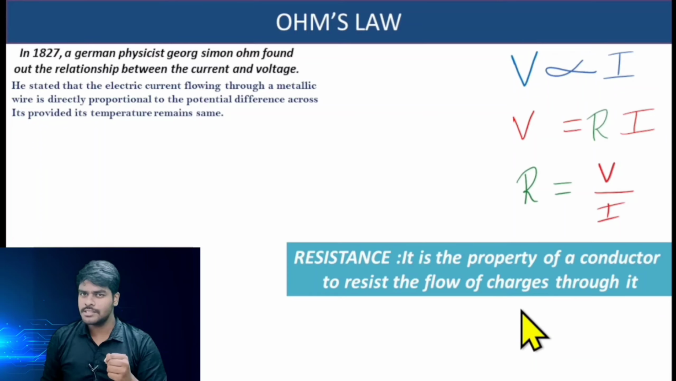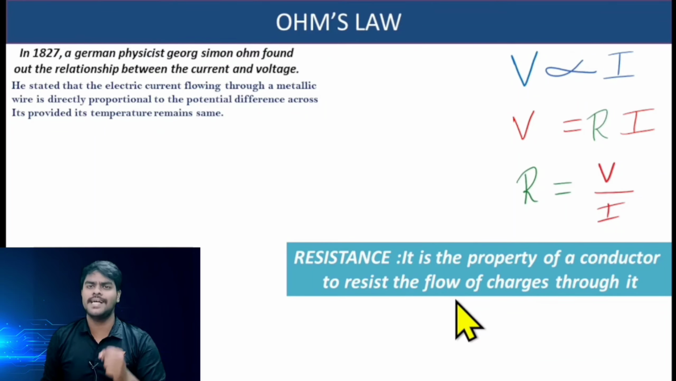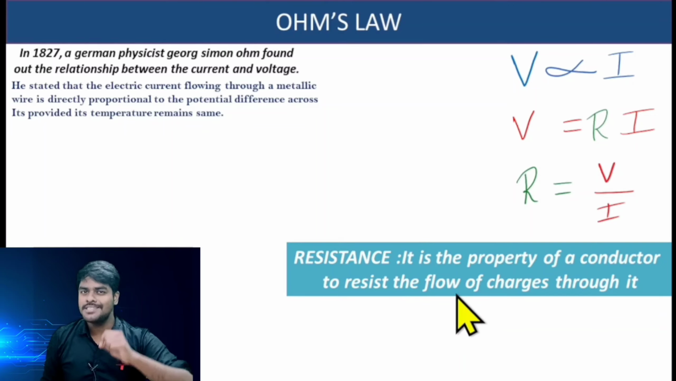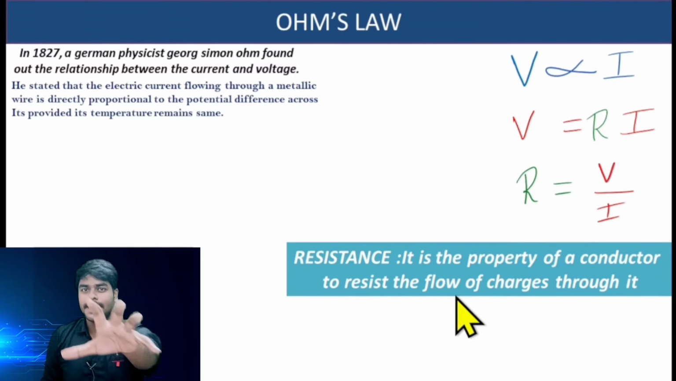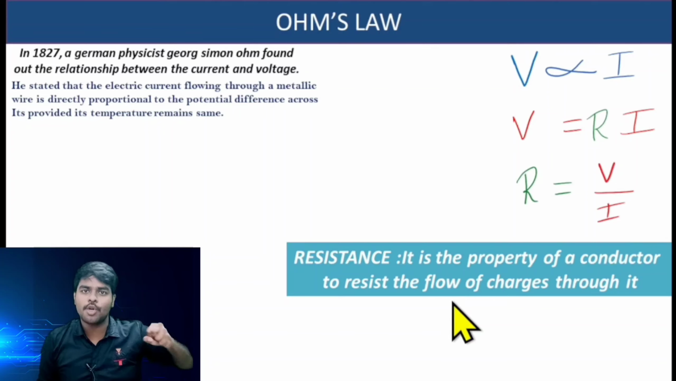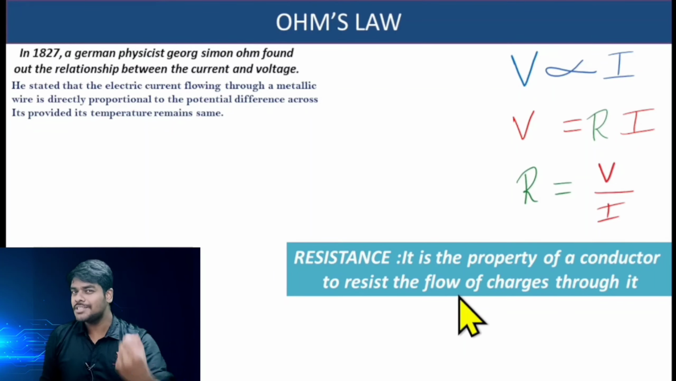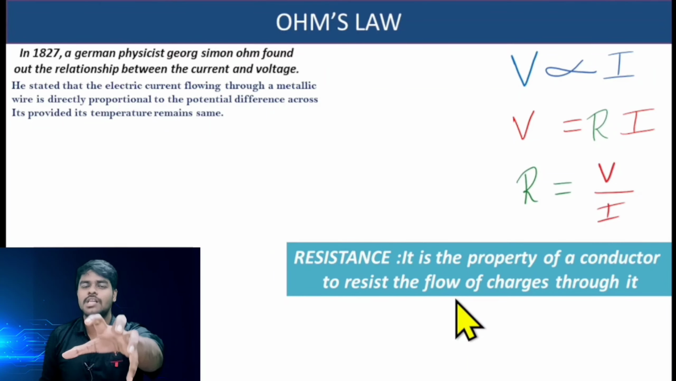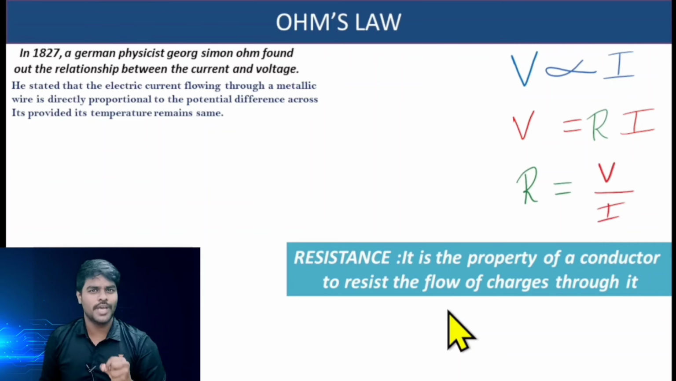What is the meaning of resistance? It is a property of a conductor to resist the flow of charges. So, what is the meaning of resistance? It resists the flow of electrons. It resists the flow of current. I think you get it right.